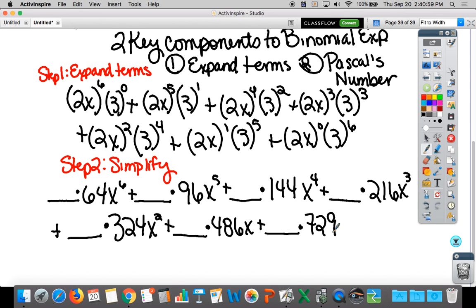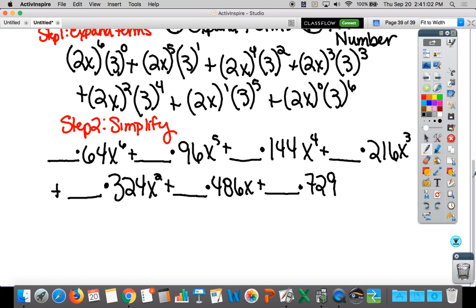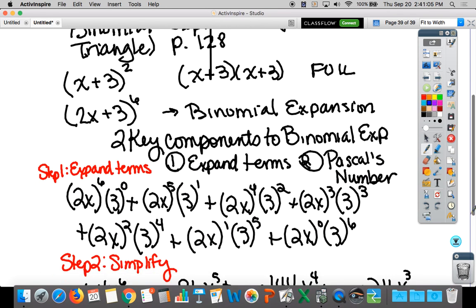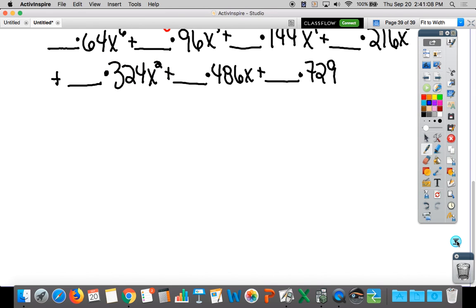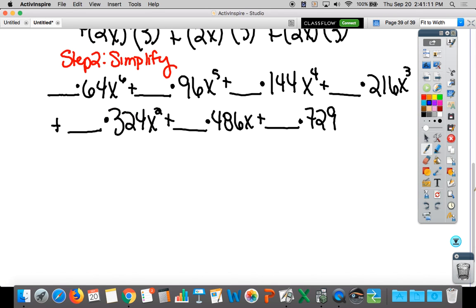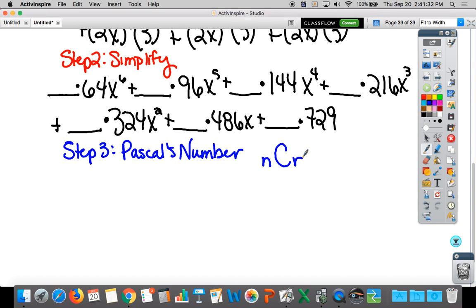Okay, step 3 is Pascal's number. And I'm going to show you the method for Pascal's number. Now, in Pascal's number, we use what is called combination, nCr. Look on your calculator. You should see it above cosine, I believe. It's right by factorial, on the same button as factorial. You'll hit that button twice.